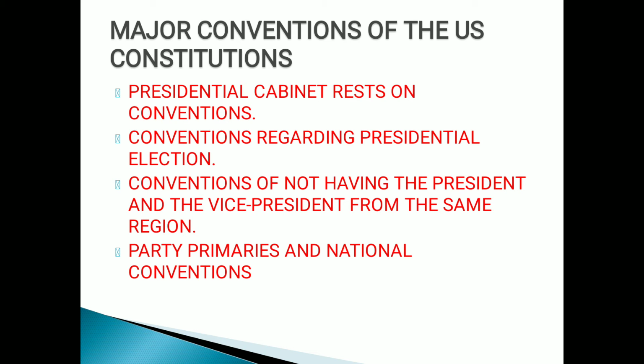They came to be known collectively as the presidential cabinet. The origin and development of the cabinet, its organization and working, stand based entirely on conventions. I hope, children, you people have understood. Next, conventions regarding presidential elections.